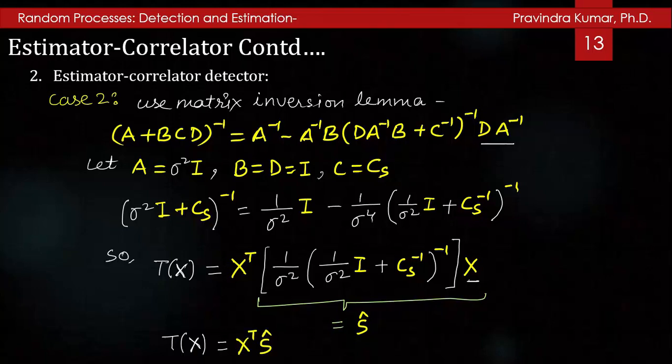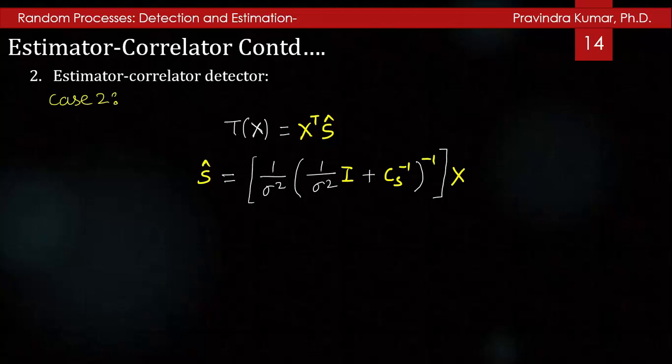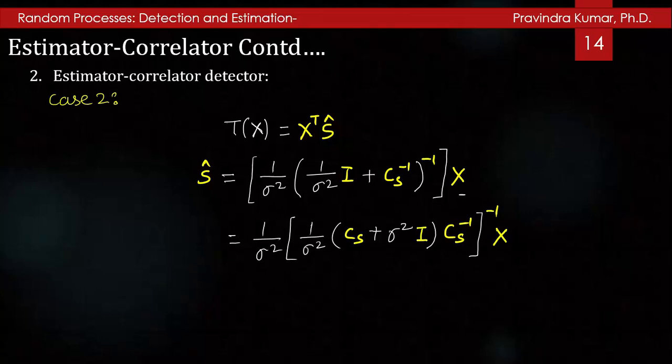So the test statistic will be x transpose S cap, and S cap is equal to 1 by sigma square times the inverse of the matrix (1 by sigma square I plus Cs inverse) into x. Or I can write it as 1 by sigma square Cs times (Cs plus sigma square I) inverse, and take the inverse of this matrix, and x. Or you can write it as Cs into the inverse of the matrix Cs plus sigma square I into x.